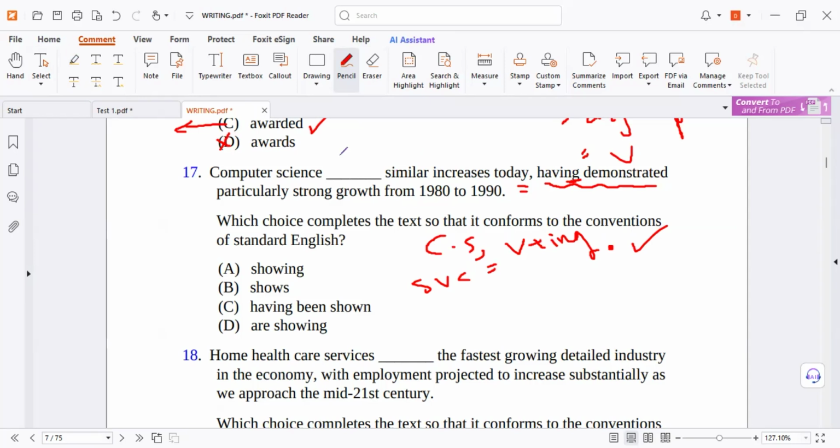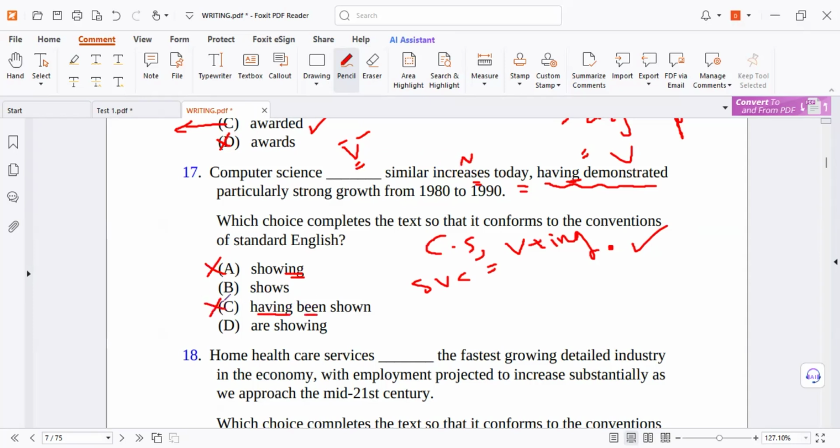Now we need to check. We need a verb here or a phrase? Computer science, similar increases. So increases here is a noun. So you need a verb here. Why? To make it a sentence, not a fragment. So you need a verb, not a phrase. This is a present participle phrase. Wrong. Look, absolute phrase, having plus past participle. Wrong.